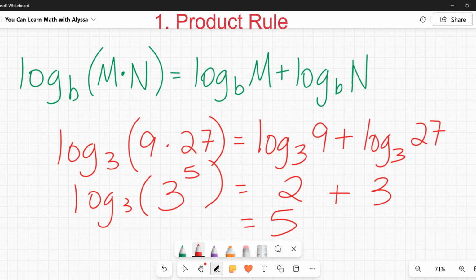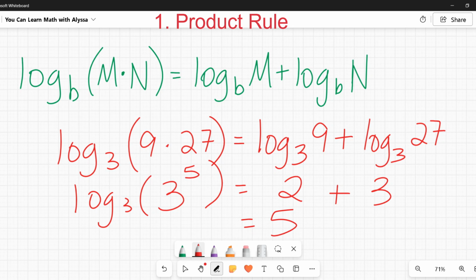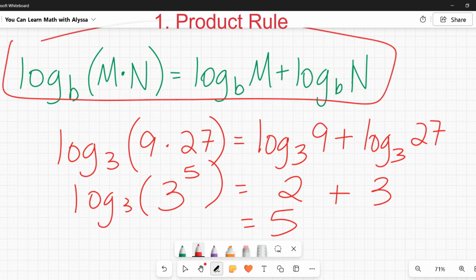Okay, but again, remembering this sort of thing, this is how we would use it. But understanding the underlying principle isn't as helpful, I find, in logs as it is in some other parts of algebra and high school math. But this is the key. Memorize, memorize, memorize these rules.